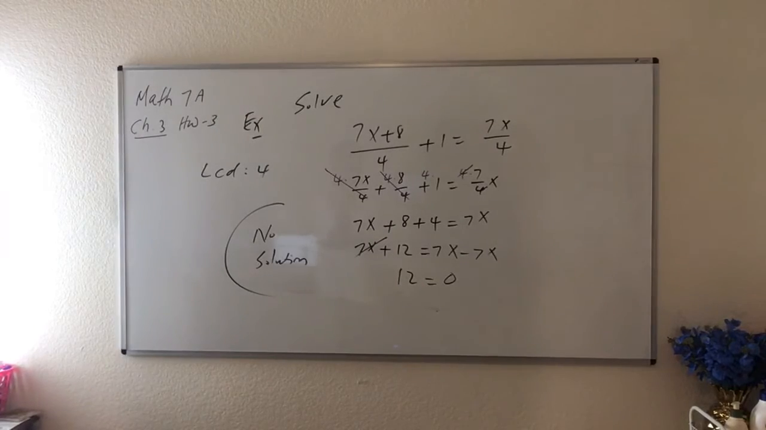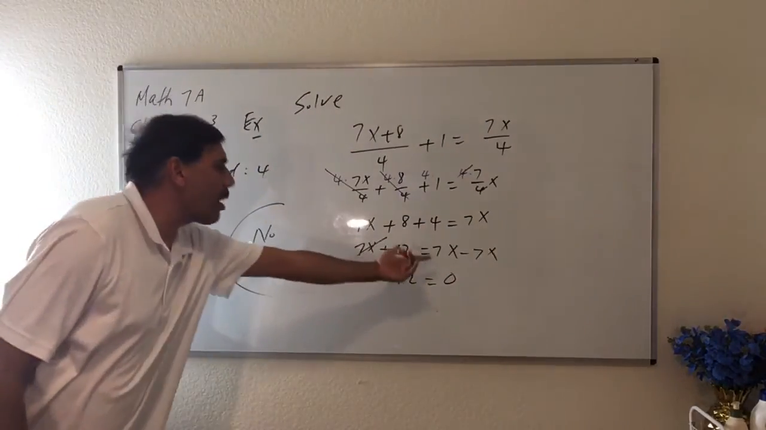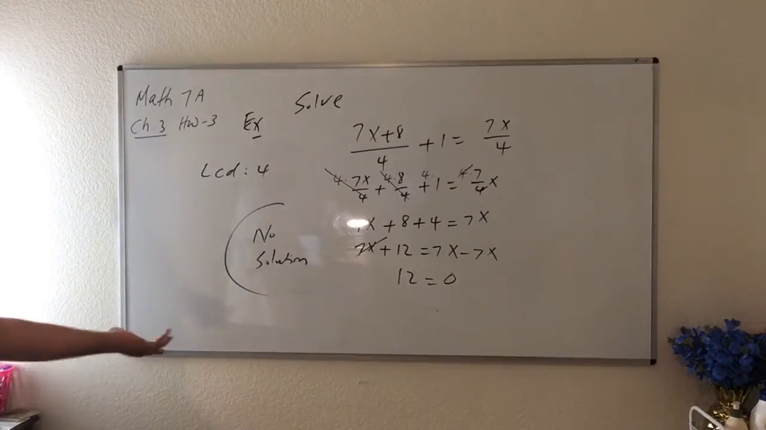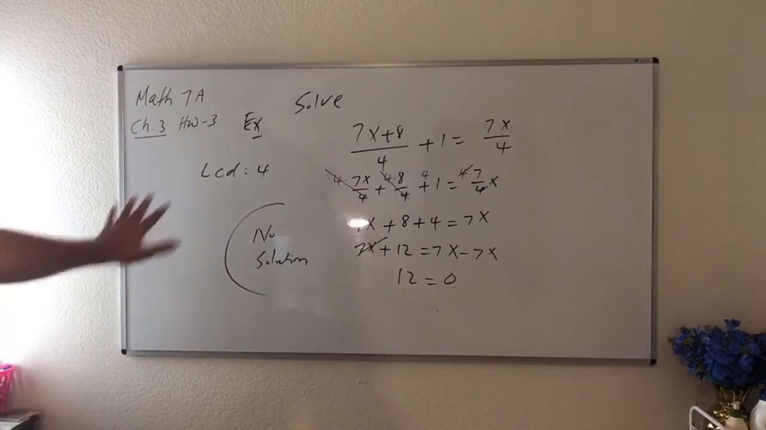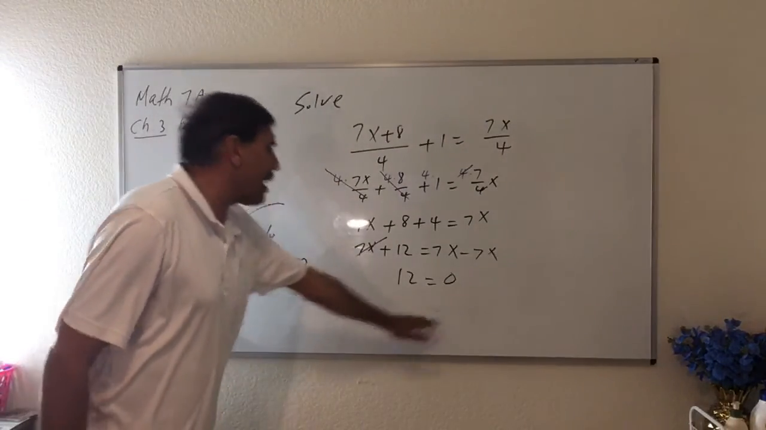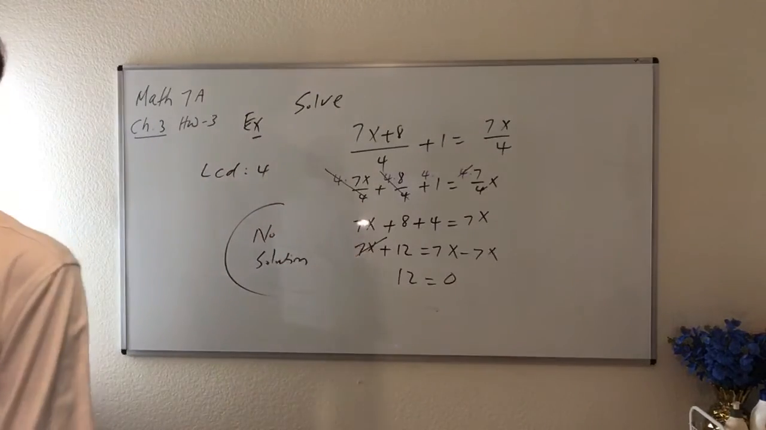So in this case, the variable cancels again. So the left hand side does not equal the right hand side, no solution. And if the x does not cancel, there will be a solution, exactly one solution. And if the left hand side equals the right hand side, there will be an infinite number of solutions.